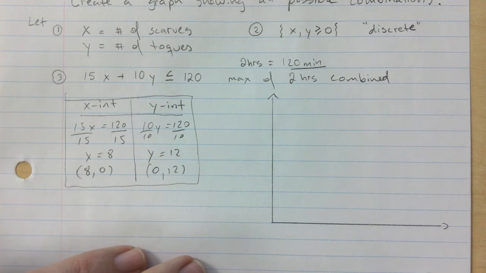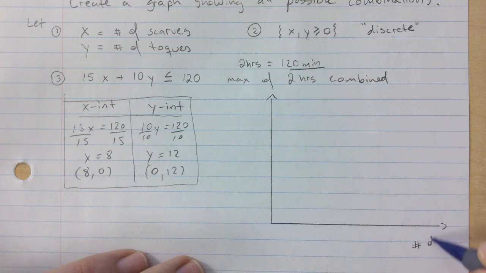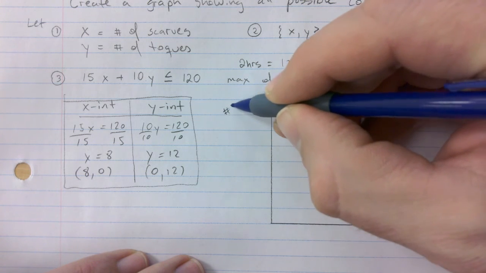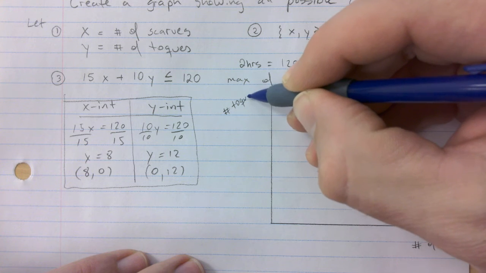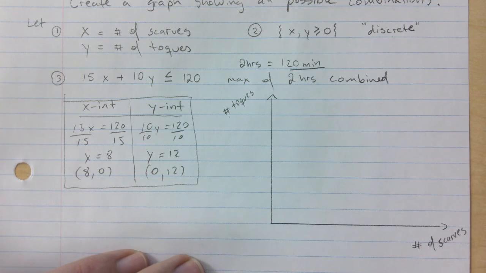Do yourselves a favor. Before you graph, a lot of us just want to jump into the graph. What is x again? Number of scarves. Get it ready, right? Because otherwise you'll forget it later. And this is number of toques. You have to have the units in there too, right? And "number of" does the trick.